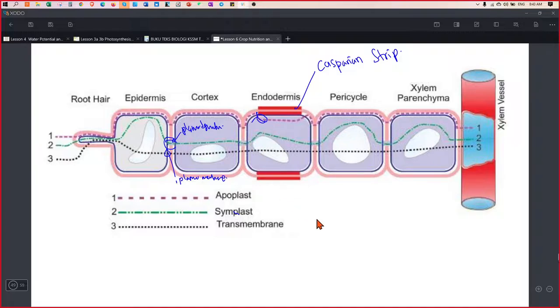Okay, so please remember this pathway of the nutrients and water. If it's transmembrane, it can be that way from the root hair all the way until the xylem vessel. But for the apoplast, it's not possible. It's only possible from the cortex. And then when it comes to the endodermis, the apoplastic pathway is stopped. Okay, but from the pericycle to the parenchyma and to the xylem vessel, it can be apoplastic again. For the symplastic, yes, it can be from the root hairs, from the cortex, endodermis, and so on, as long as you have plasmodesmata.